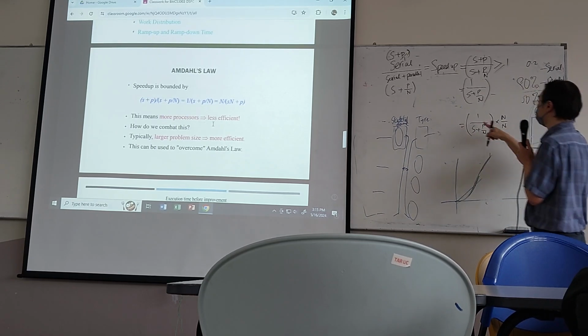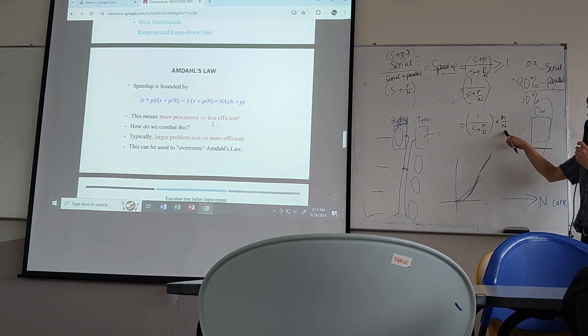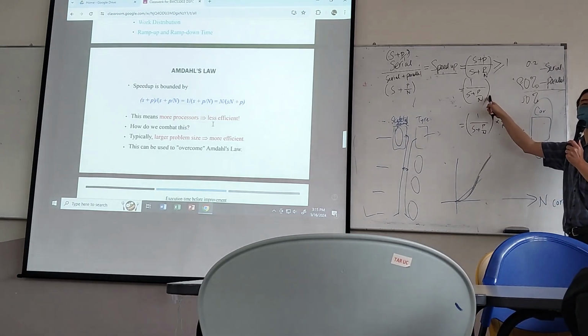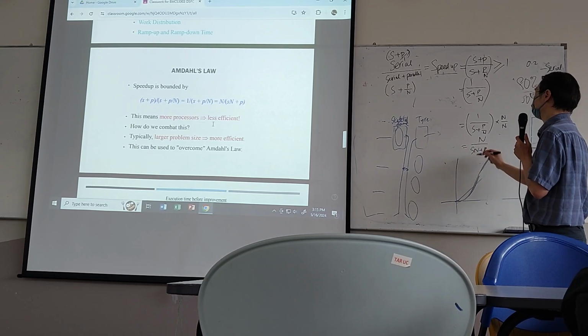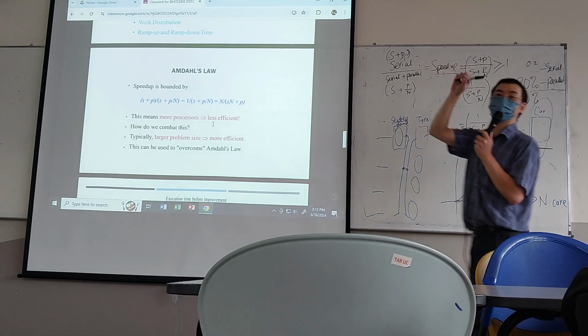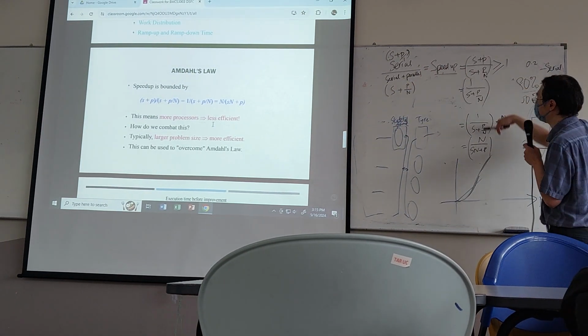n by n, isn't it that they are the same? Because n divided by n is 1. Anything you multiply with 1 is the same, the identity, isn't it? So you get n as n plus p. So this is the third equation that you see here. Is that clear? It's nothing special, it's just playing with it.